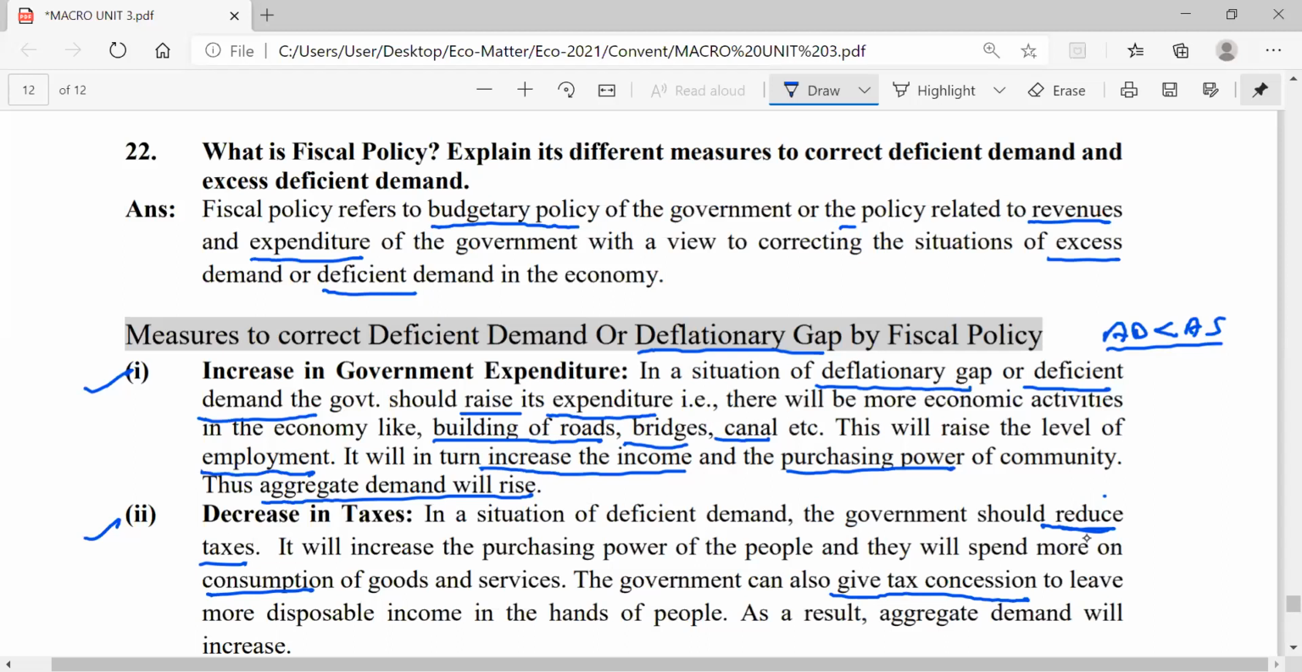Which income can be increased? It is called disposable income. Please note that income and disposable income are two different concepts. Disposable income refers to the level of income where you can spend according to your own choice. Next one.